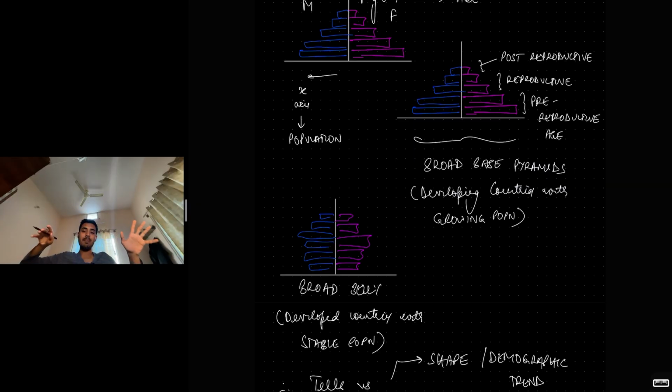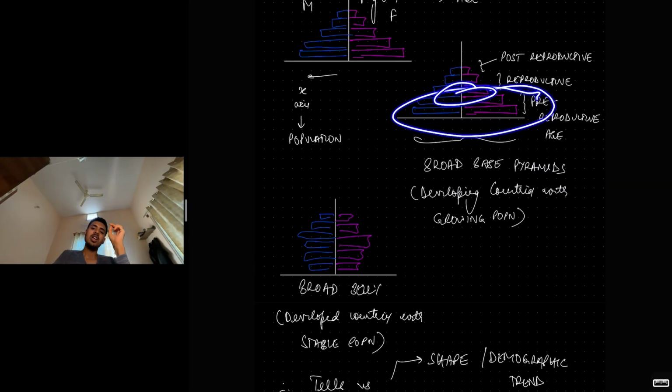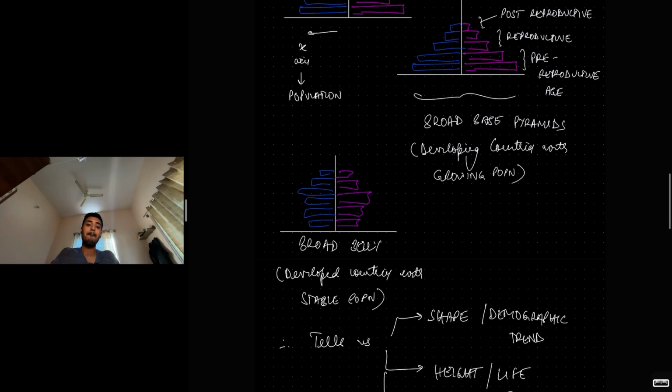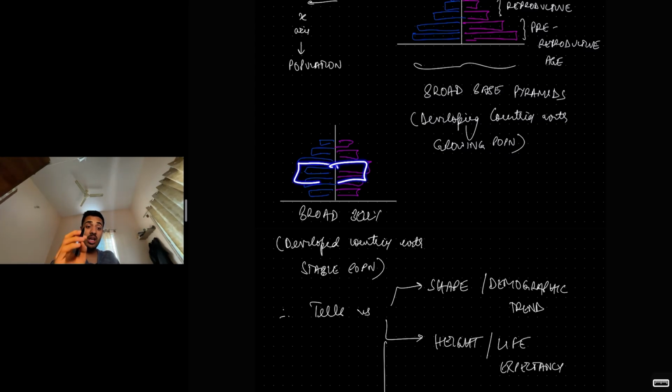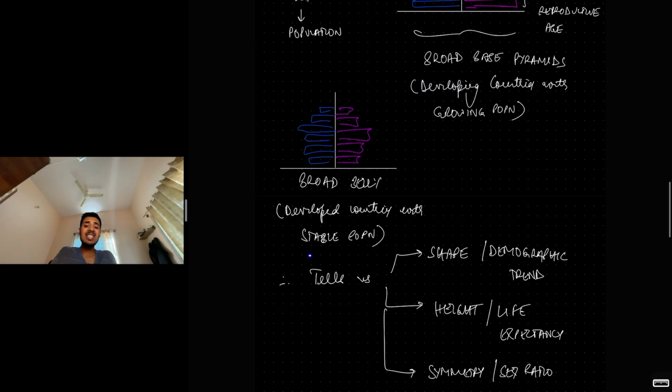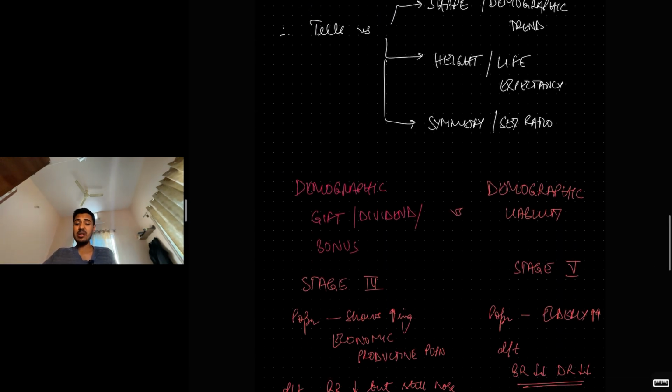Broad base pyramids are where you have more of the pre-reproductive and reproductive phases and very little of the post-reproductive phase. This is seen in developing countries with a growing population, where the growth rate is very high. In broad belly pyramids, the reproductive population is fat, pre-reproductive is also fat but not that much, and post-reproductive is not very low. So the belly is much fatter. This is seen in stable populations, that is developed countries. This is the broad classification, but this is not always true.